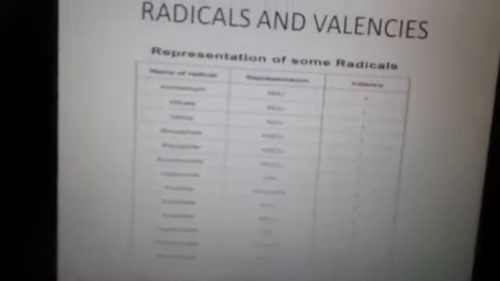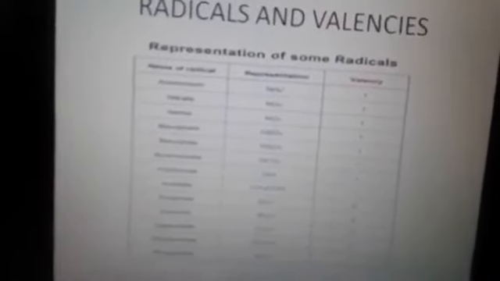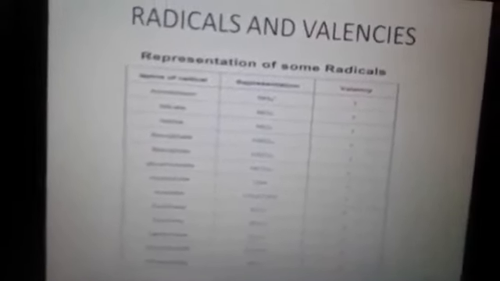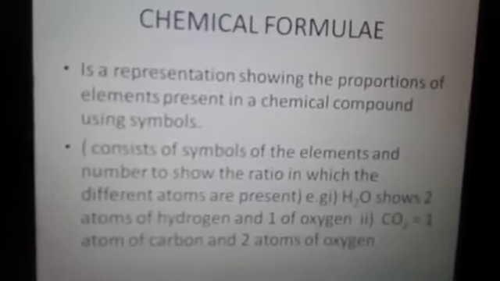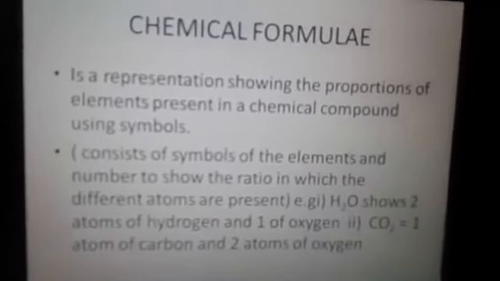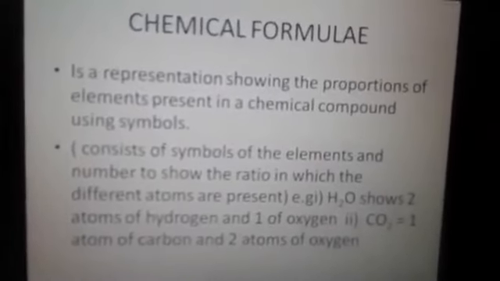We can have some of the examples. Ammonium has a valence of 1, carbonate a valence of 2, hydroxide a valence of 1, like that. So we can have a variety of those in our table here, because we shall use them in the various calculations that you're going to do.